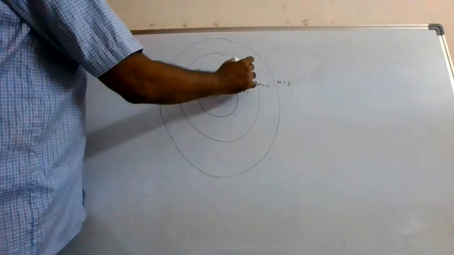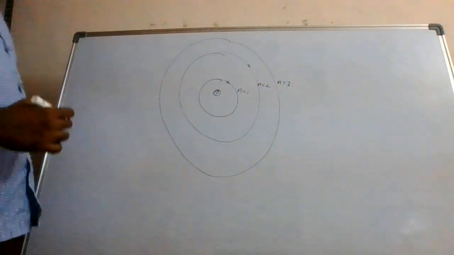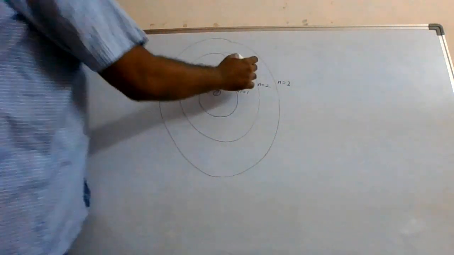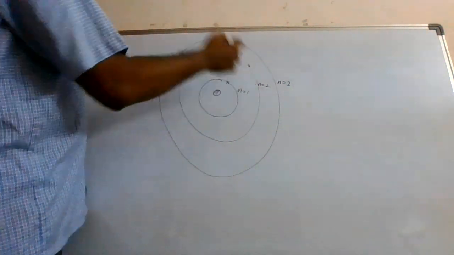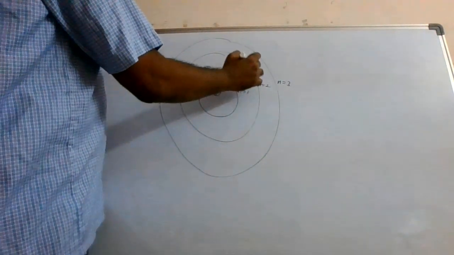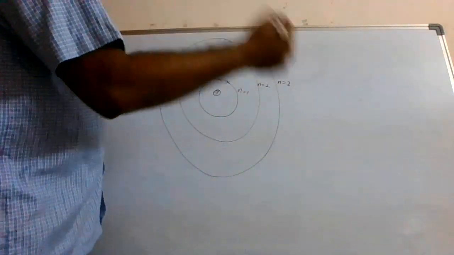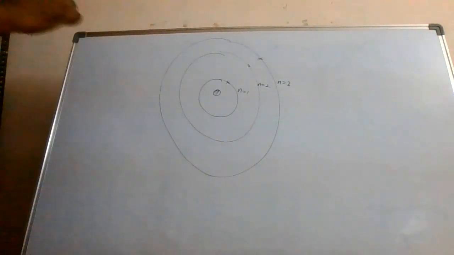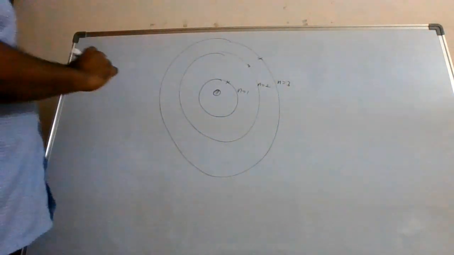Now here, an electron can jump from n is equal to 1 to n is equal to 2, or from n is equal to 2 to n is equal to 3, provided you give energy to the electron. The reverse is also possible.